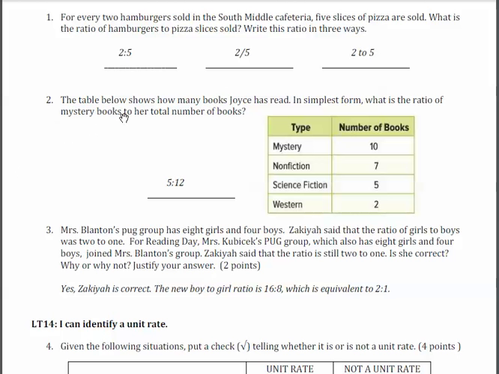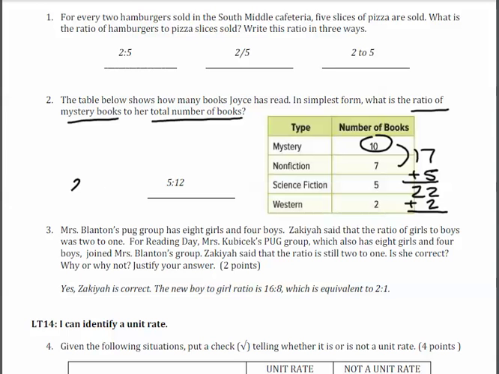Let's look at number 2. The table below shows how many books Joyce has read. In simplest form, what is the ratio of mystery books to her total number of books? So we're doing mystery to the total number of books. If we add up the books, we get 17 here, plus 5 more is 22, plus 2 more is 24. So we have 10 out of 24, which we know can be simplified by a division of 2 over 2, and we get 5/12.